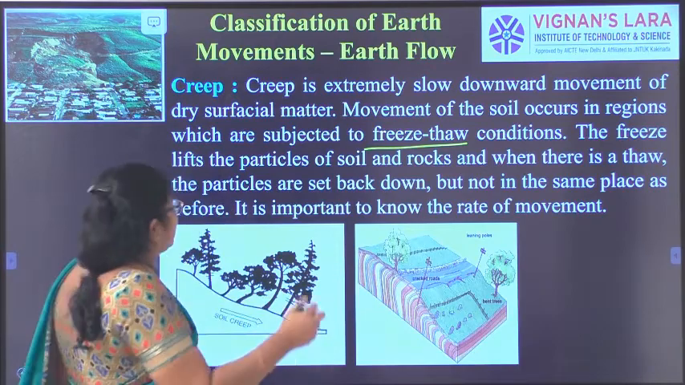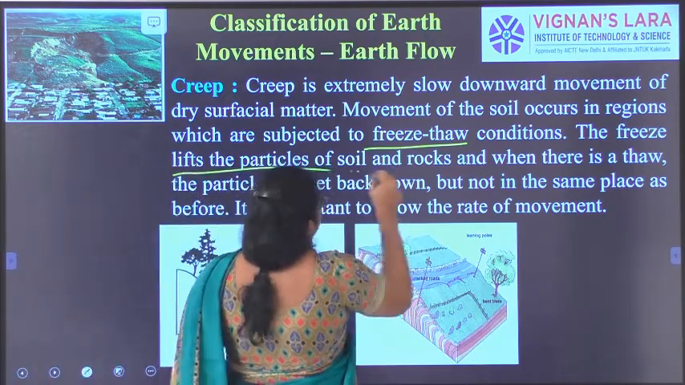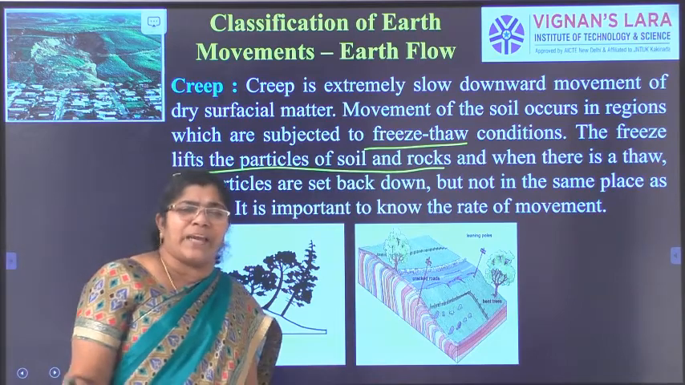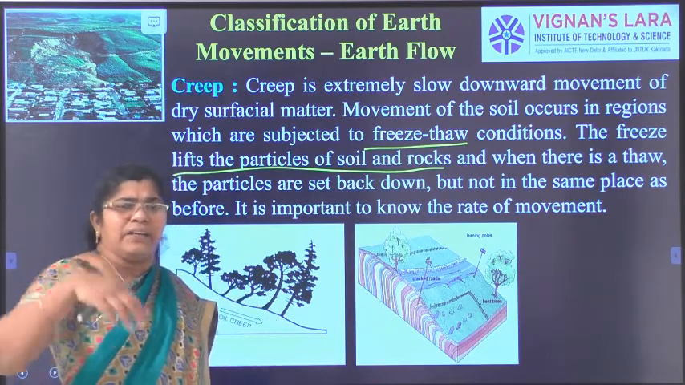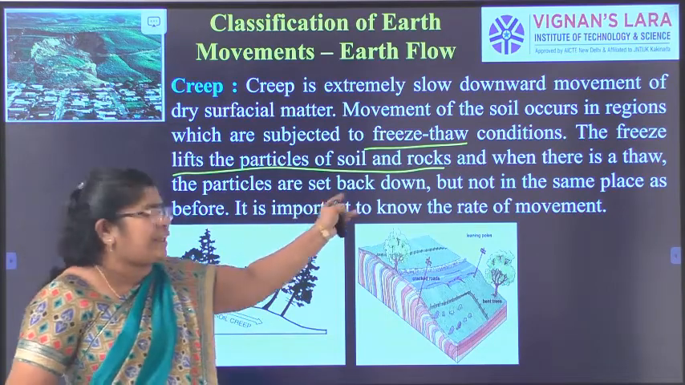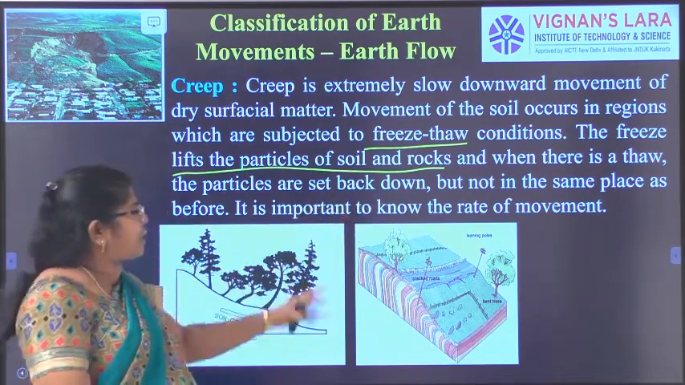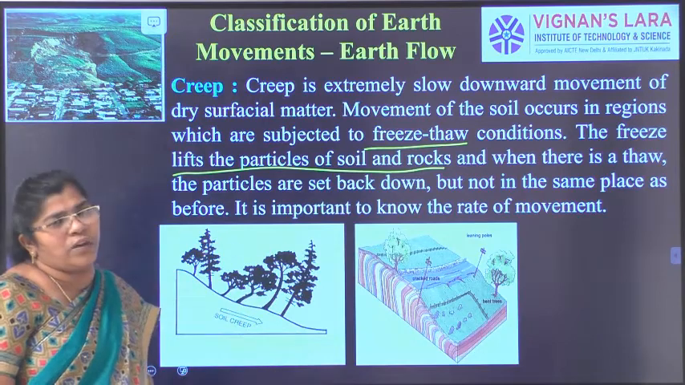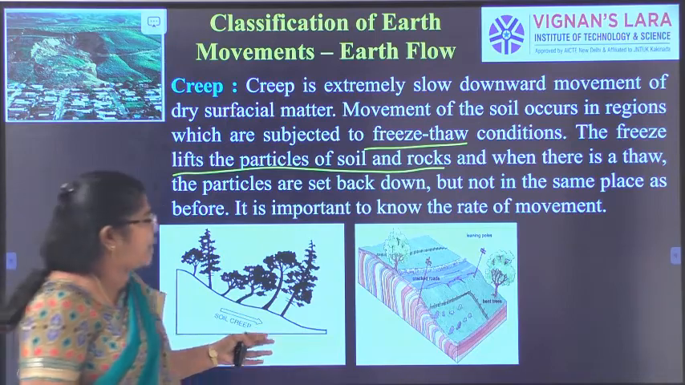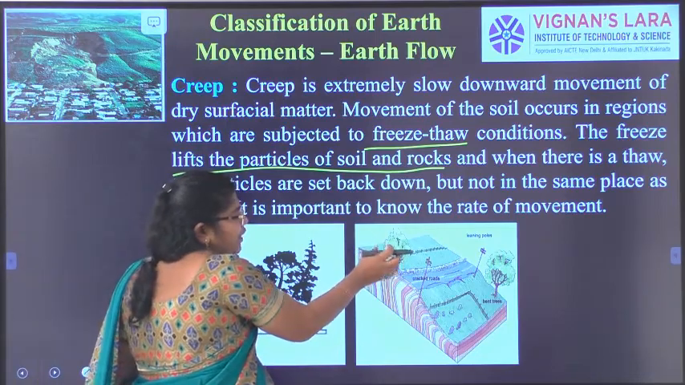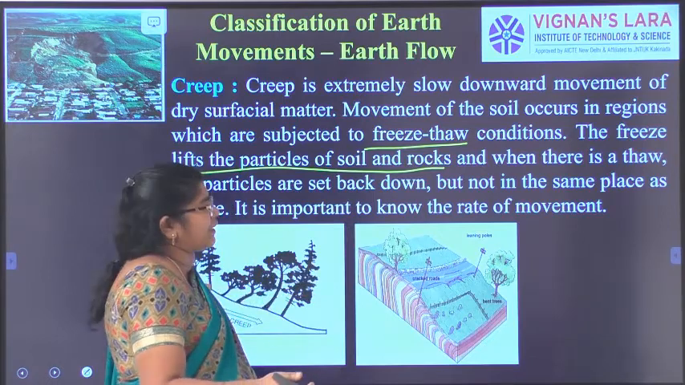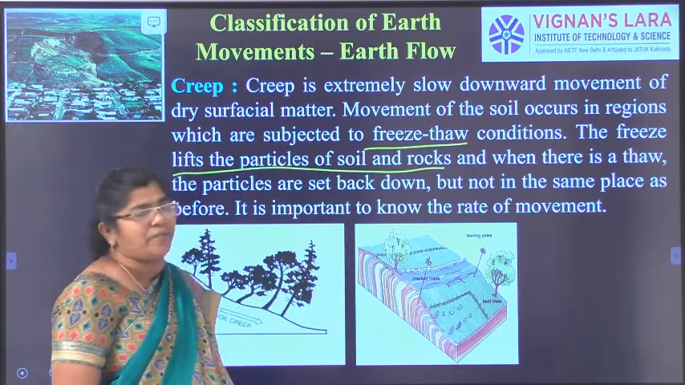There will be expansion of the entire solid mass. That is, the freezing of the particles lifts the soil particles, and when I heat the same ice, I will get a much smaller amount. That is the thawing; the particles are set and broken down, but not in the same place as before. So in the soil, the same freezing and thawing will take place, but the thawing will enlarge and take place in another place. So that is the rate of movement that occurs.